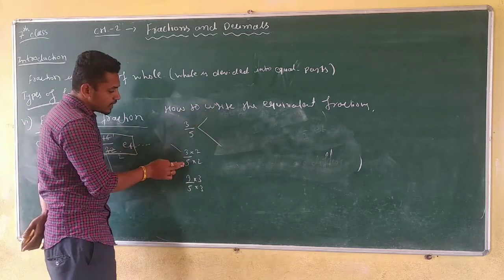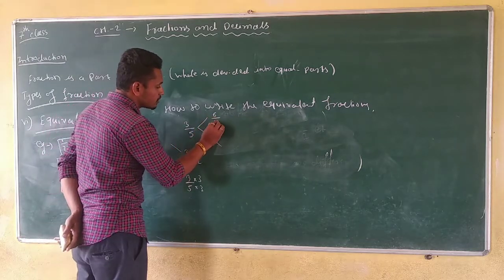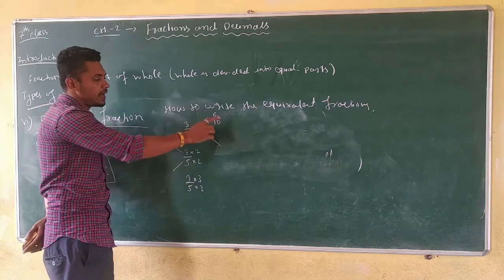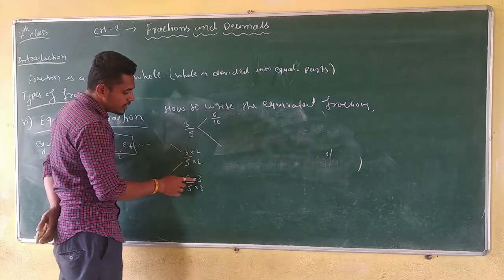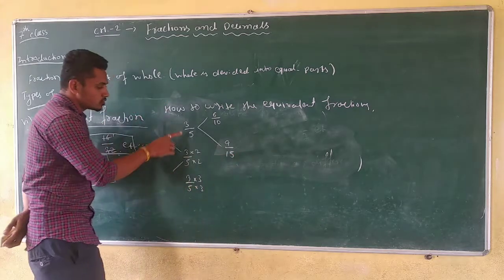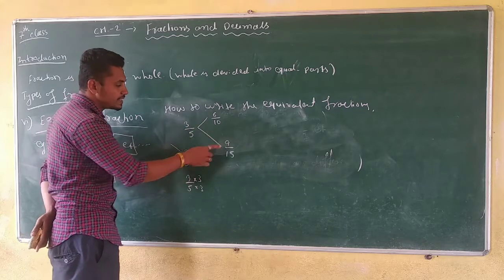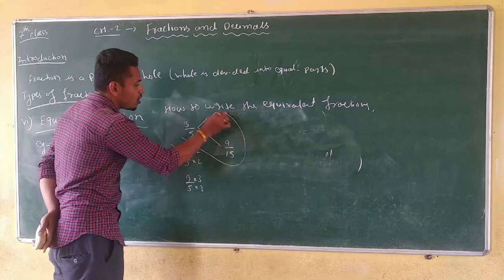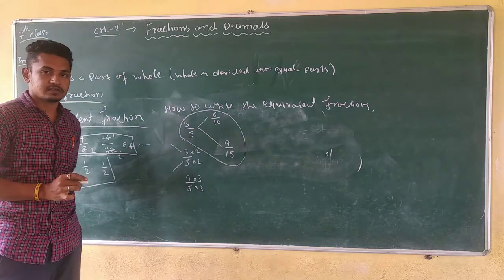See here, 3 divided by 5. So 3 twos are 6, 5 twos are 10. So 3 divided by 5 is equivalent to 6 divided by 10. Next, take another example. 3 into 3, 9. Then 5 into 3, 15. So 3 divided by 5 is equal to 6 divided by 10 as well as 9 divided by 15. Okay, so we call these all three fractions equivalent fractions.